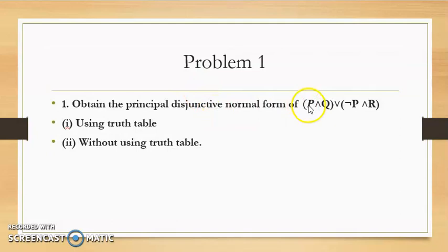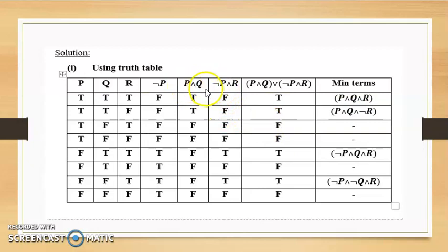Then in the problem, the first term is P and Q, which we want to find out. In the next column we should find not P and R. Then we can take R for both the terms. So here P and Q: T and T is T. T and T is T. T and false is false. If any one is false, we will get false. T and false is false. False and T is false. False and false is false.